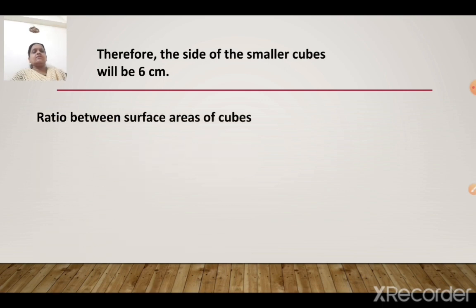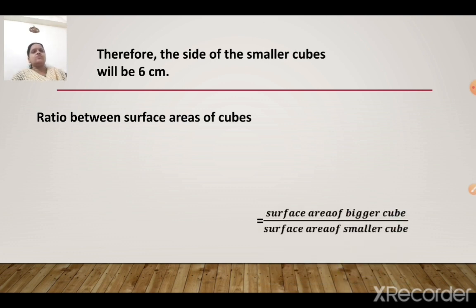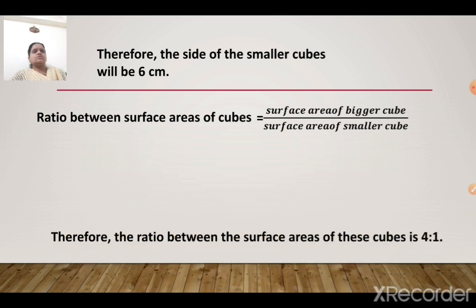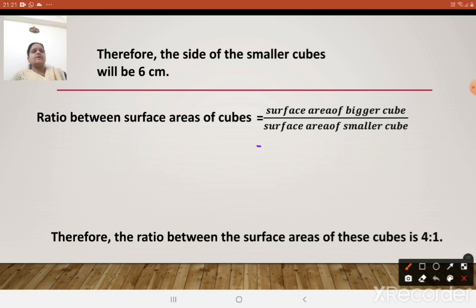But what is asked? They asked you to find the side of the smaller cube as well as the ratio between the surface areas of the cubes. So what will be the ratio? Surface area of the bigger cube upon surface area of the smaller cube. So how do we find the surface area of the bigger cube? Do you know the formula? That is 6a square. Is it correct? Here, and this one will become 6a1 square. 6 and 6 will get cancelled. A square.